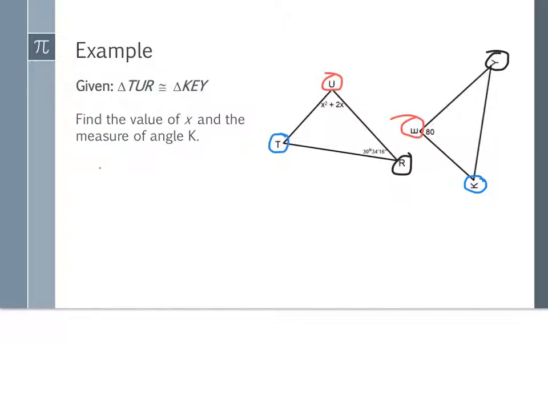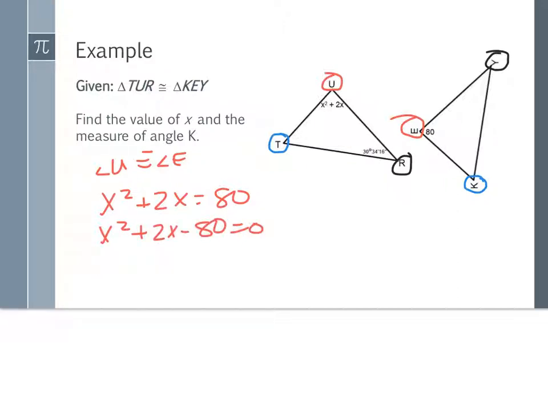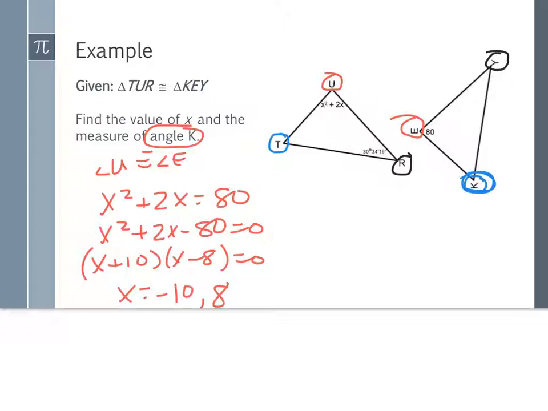Well, since angle U is congruent to angle E, we could say that x squared plus 2x equals 80. And solve the quadratic. So this is (x plus 10)(x minus 8). So x can either be negative 10 or positive 8 in this case. That's one part of the problem. The second part says find the measure of angle K. Well, angle K is this angle here, which we know is congruent to angle T.